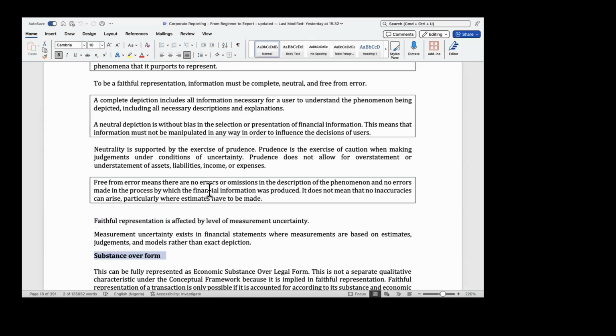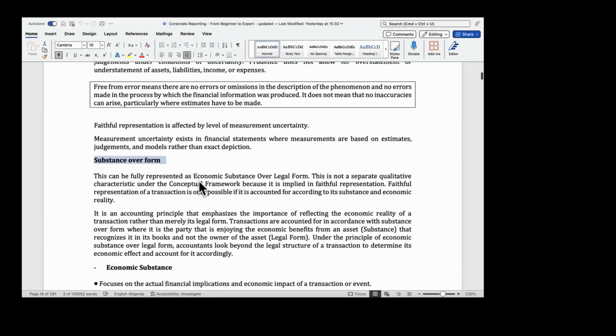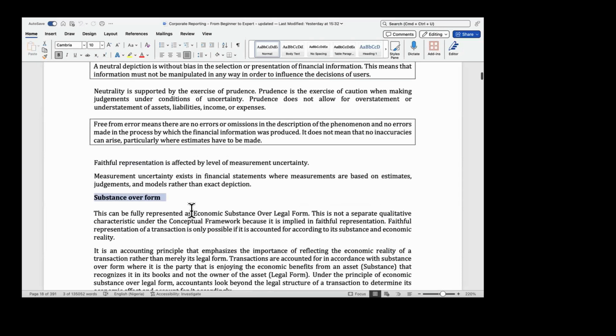So to further your knowledge, substance over form is fully represented as economic substance over legal form. That's the full representation of substance over form: economic substance over legal form. There are two phrases here: economic substance, and there is legal form.